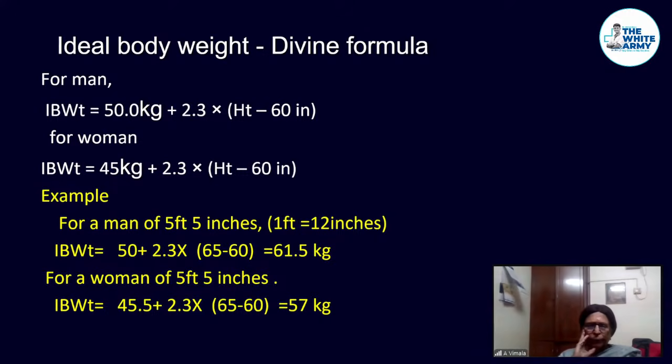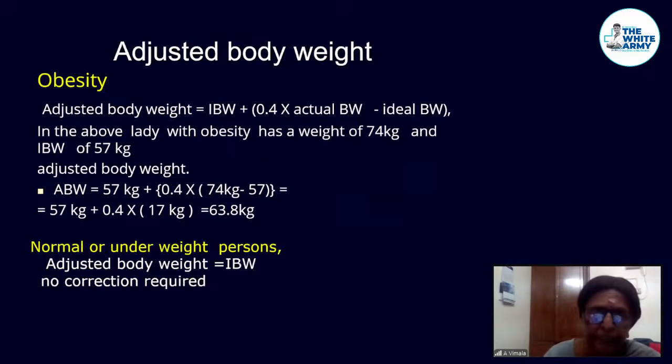45.5 into 2.3 into the height of the person minus 60. That is 5 feet. 60 is 5 feet. 65 is 5 feet 5 inches. So that is the importance of these two sides.